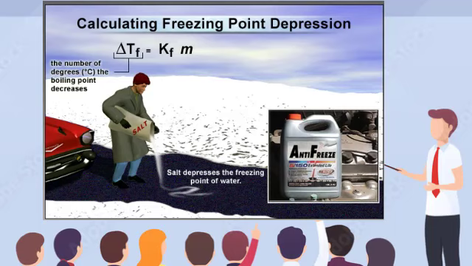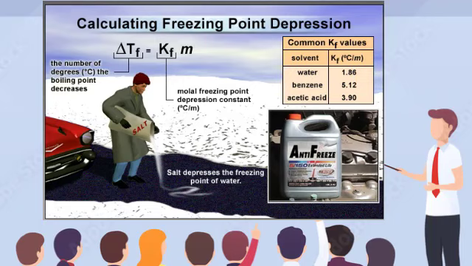ΔTf equals Kf m. Kf is the molal freezing point depression constant, and you can find the Kf value for various solvents in many textbooks. Just as in the boiling point elevation equation, the concentration of the solution is measured in molality.